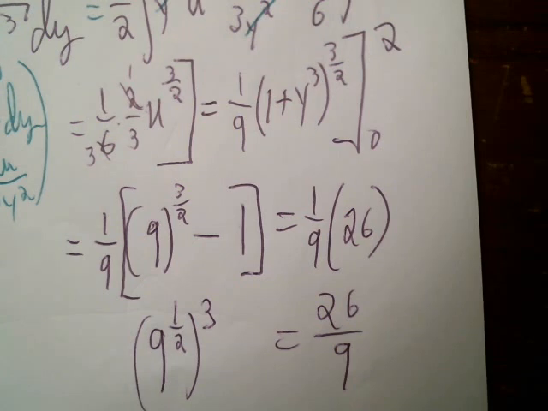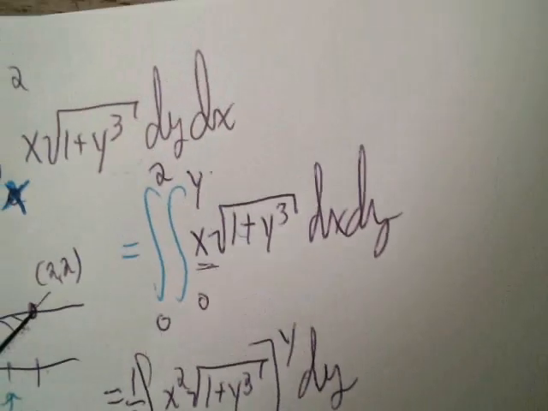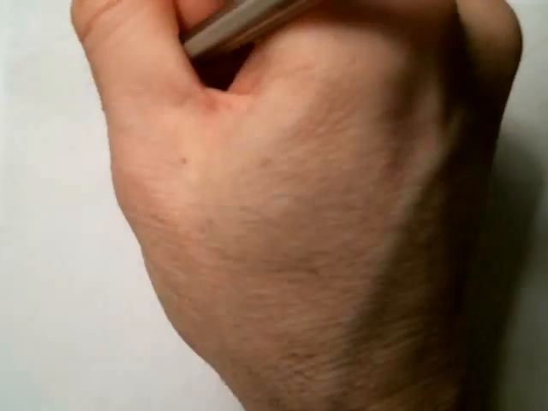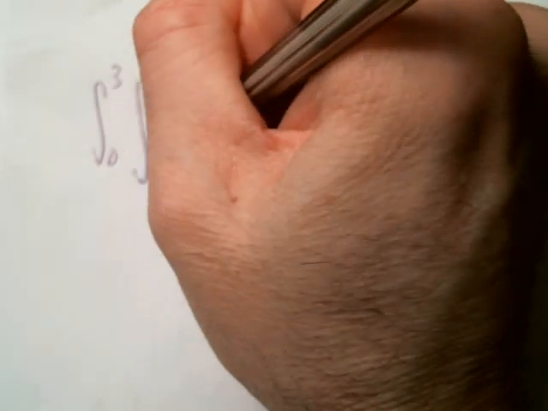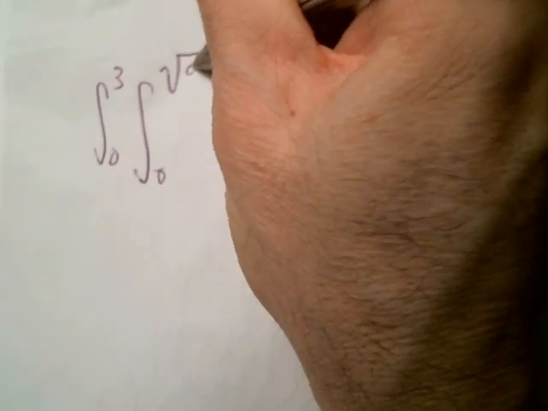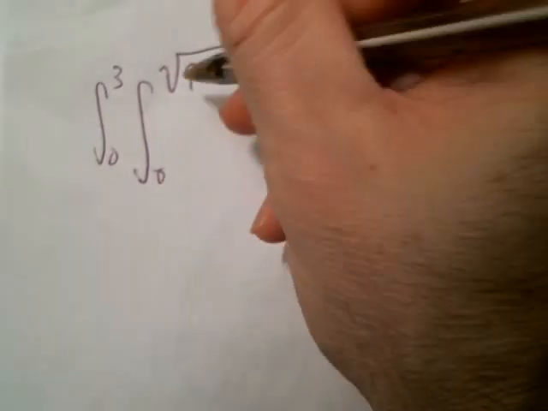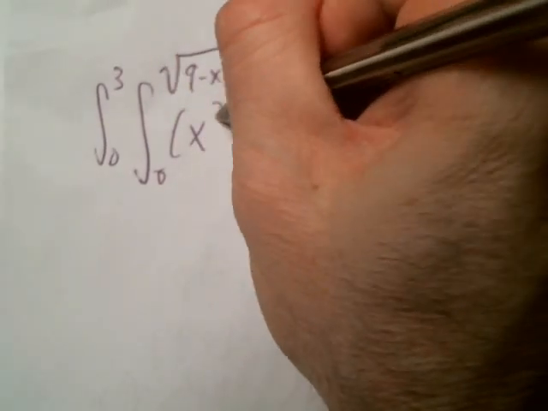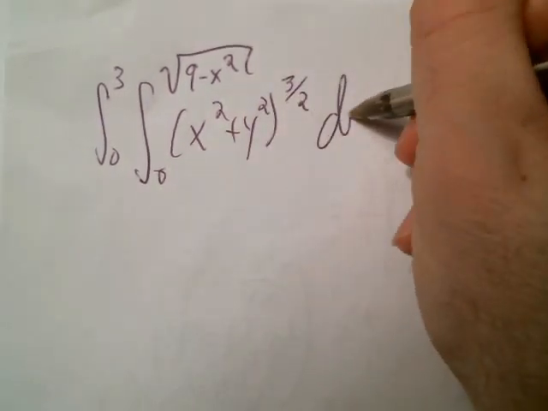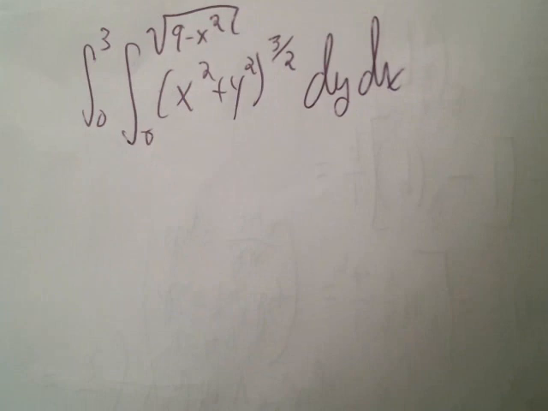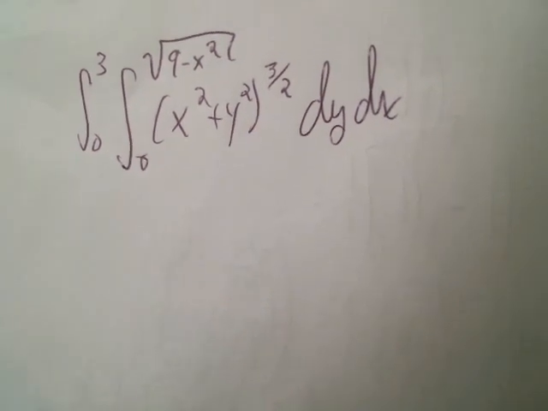All right. So what else we got? Evaluate the integral by converting to polar coordinates. So this time we actually have to evaluate the thing. 0 to 3, and then 0 to square root 9 minus x squared. And my integrand is (x squared plus y squared) to the 3/2 power. And then I have dy dx.